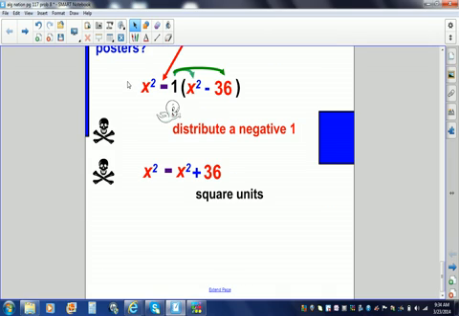Now, I'm going to see if anything can be combined. I think this term and this term can be put together because they have the same exponent. So basically, this and this will negate each other. What am I left with? 36, since we're doing area, 36 square units. That is the difference in the area. Thanks for watching.